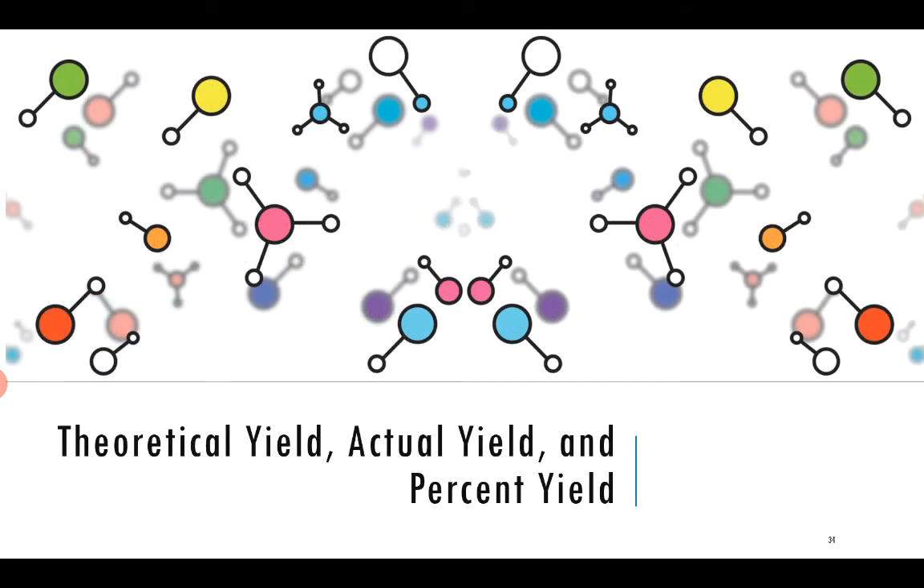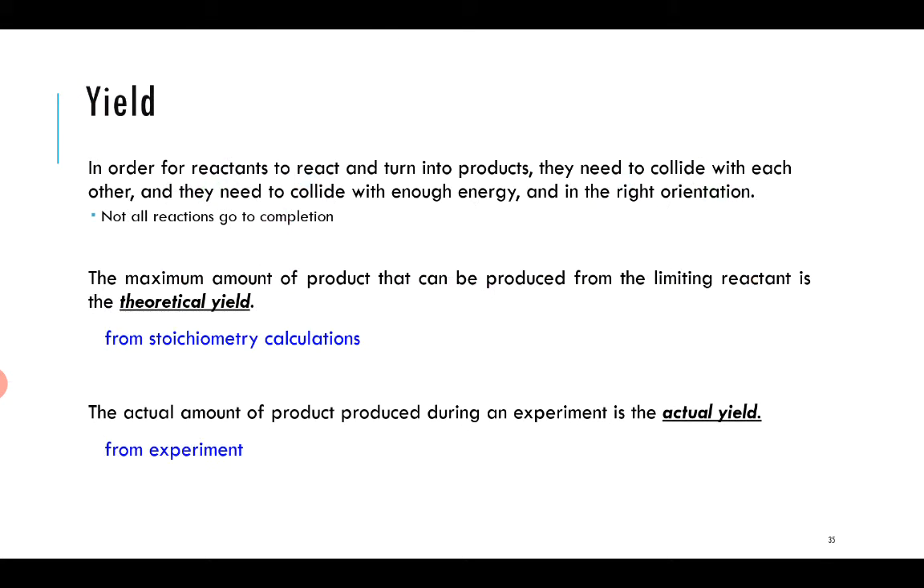Okay, so now let's assign some vocabulary. Yield tells us how much did we make. That's how much product did we make. In order to have a chemical reaction occur, you have to have reactant molecules collide into one another and turn into products. Not all collisions result in a chemical reaction occurring.